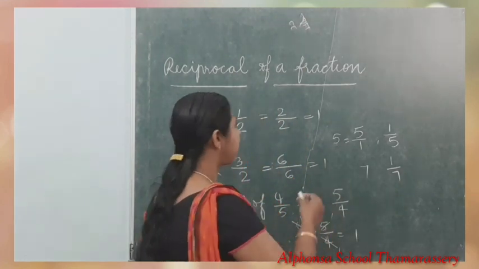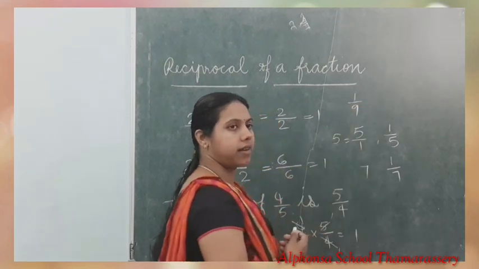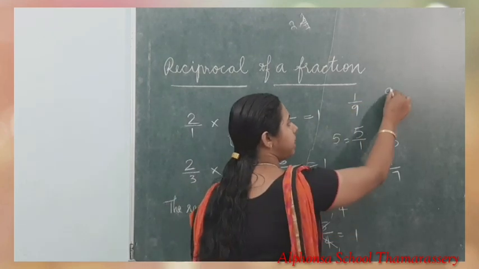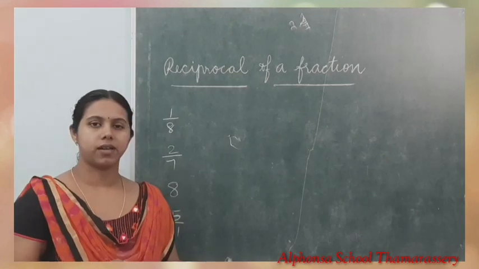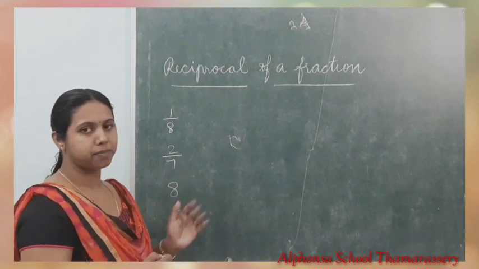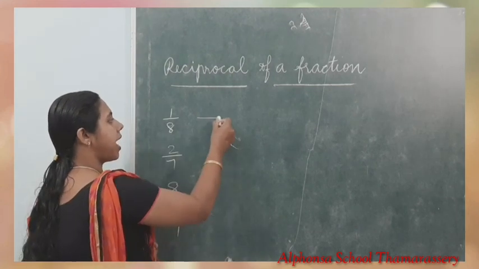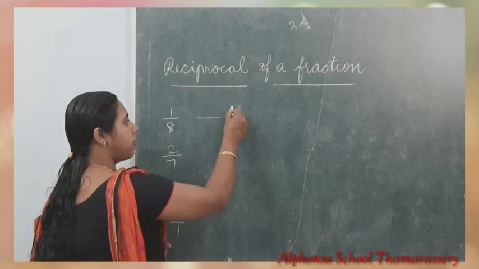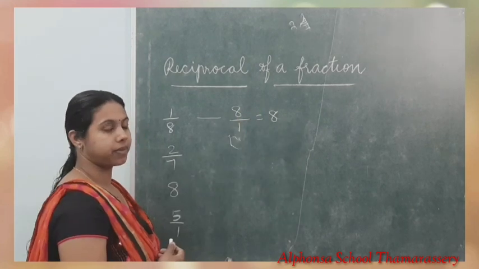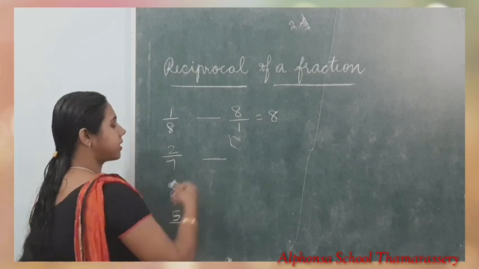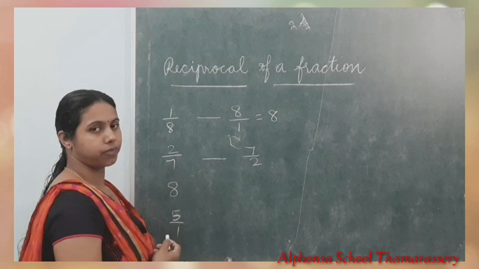What is the reciprocal of 1 by 9? That will be equal to 9 by 1. That means 9 by 1 is 9 itself. Just say the reciprocal of these numbers. 1 by 8. The reciprocal of 1 by 8 is 8 by 1, which is equal to 8. Reciprocal of 2 by 7 is equal to 7 by 2.